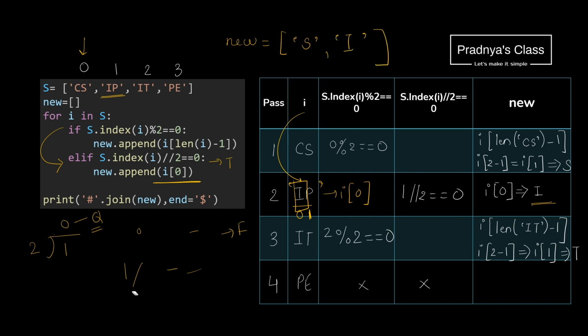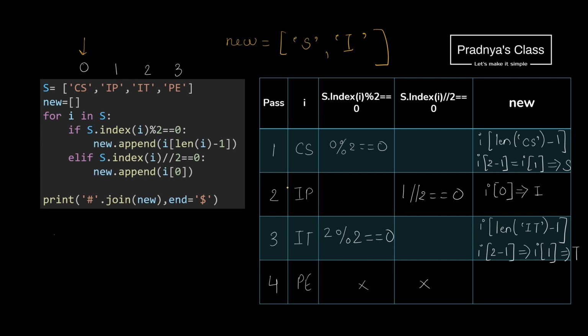Now let's move ahead to the next pass. In the third pass, the value of I is IT. The index is nothing but 2. 2 modulus 2 equals 0. It means we are following the process of pass 1. Length of IT is 2. 2 minus 1 will be 1. I of 1 means we are taking this alphabet T, which will get appended to the new list. So the third element of the list will be T.